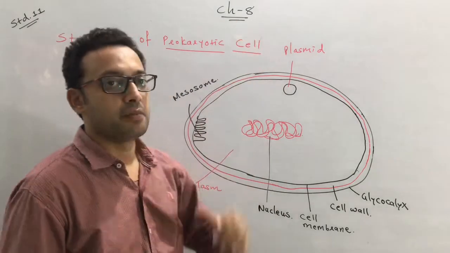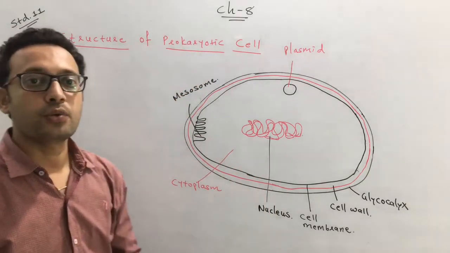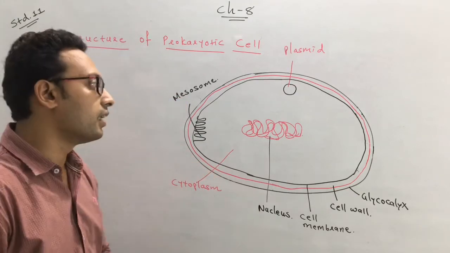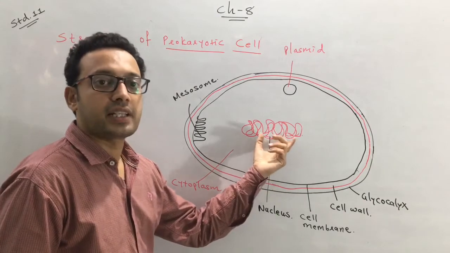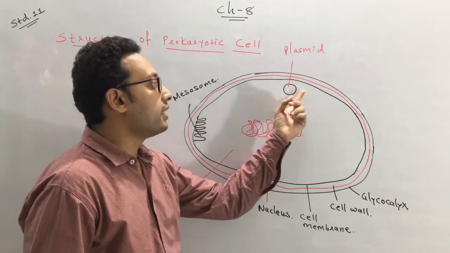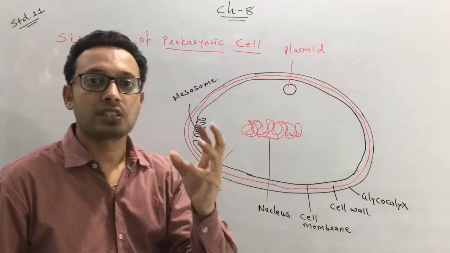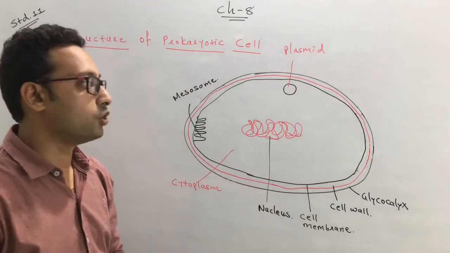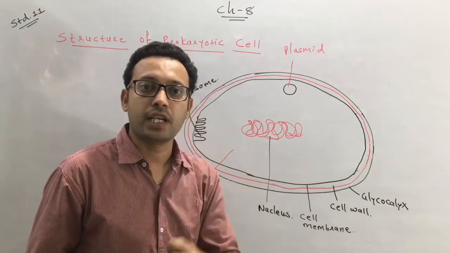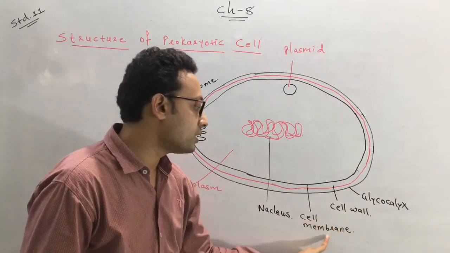We were discussing chapter number 8, and in the previous session we discussed the structure of the prokaryotic cell. We discussed a few components present in a prokaryotic cell, like the nucleus that contains genomic DNA and is not covered by a nuclear membrane. It also contains extrachromosomal DNA called a plasmid, a small circular DNA found outside the genomic DNA. It also contains three layers that form an envelope. The outermost is the glycocalyx, the middle is the cell wall, and the innermost is the cell membrane.